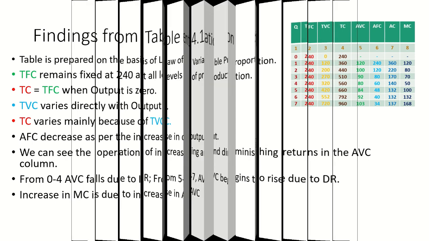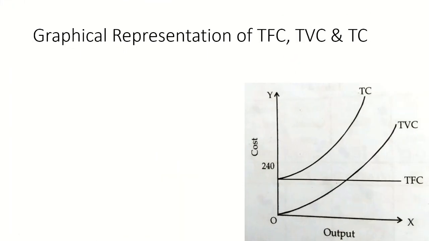And the last point is that the increase in MC is mainly because of the increase in AVC. The next one is the graphical representation of TFC, TVC and TC. First we saw the tabular representation of TFC, TVC and TC. Now we are going to see the graphical representation. Here is the graph, and on the x-axis output is shown, and on the y-axis cost is shown.